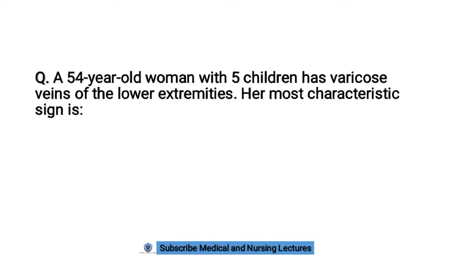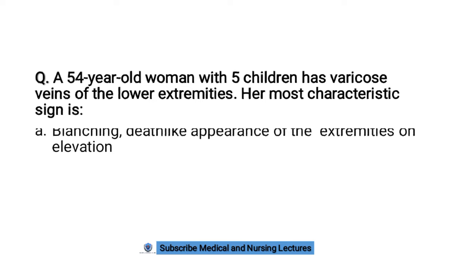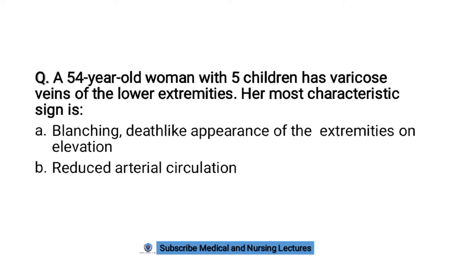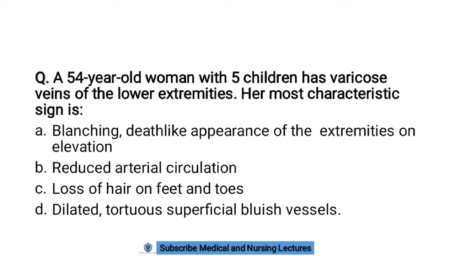A 55-year-old woman with 5 children has varicose veins of the lower extremities. Her most characteristic sign is option A, blanching, death-like appearance of the extremities on elevation, option B, reduced arterial circulation, option C, loss of hair on feet and toes, option D, dilated, tortuous superficial bluish vessels. Here the correct option is option D. You will find dilated, tortuous superficial bluish vessels in a person who has varicose veins.